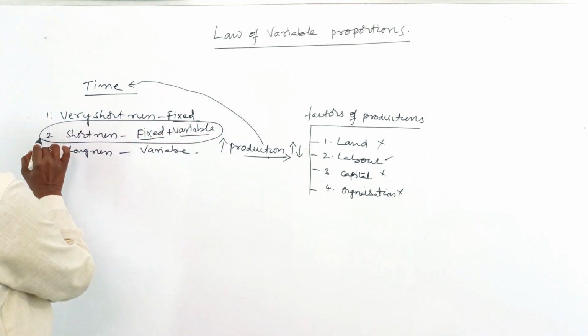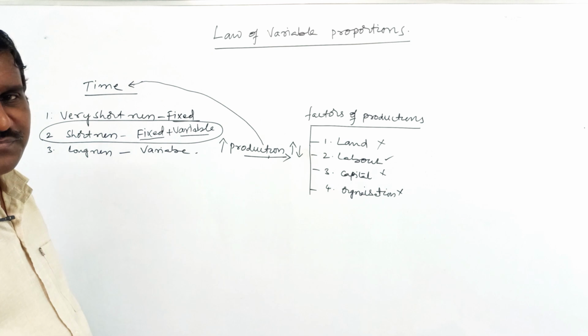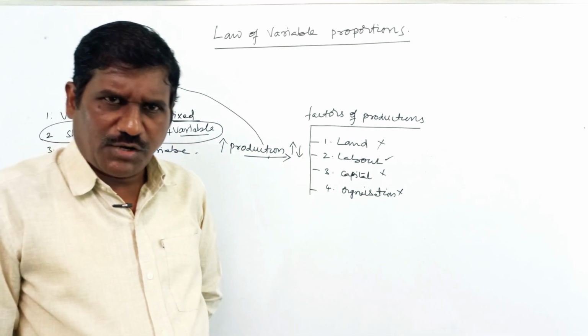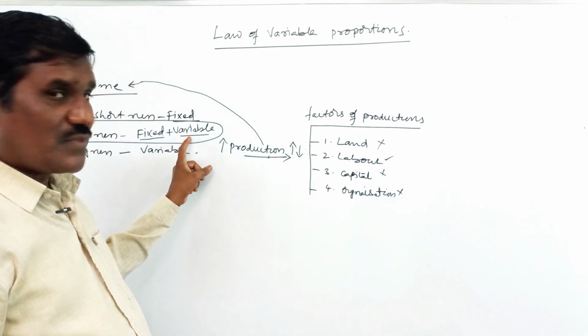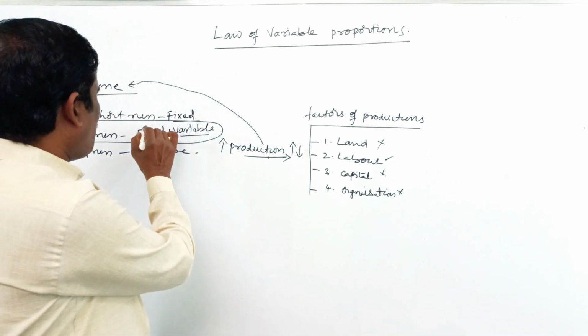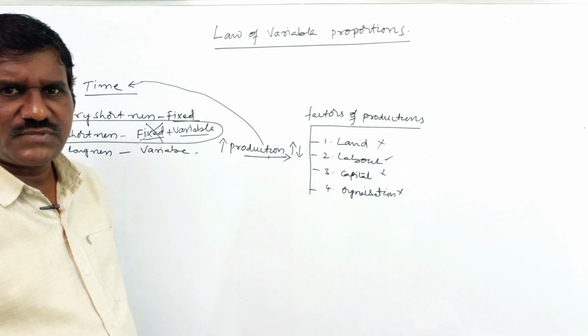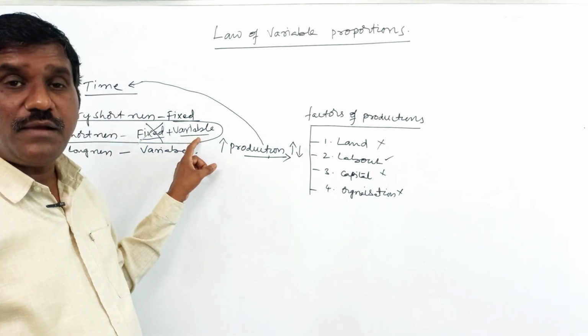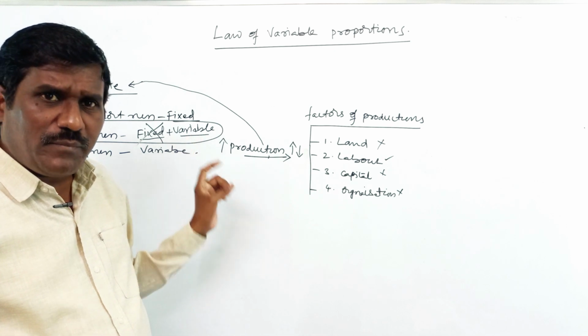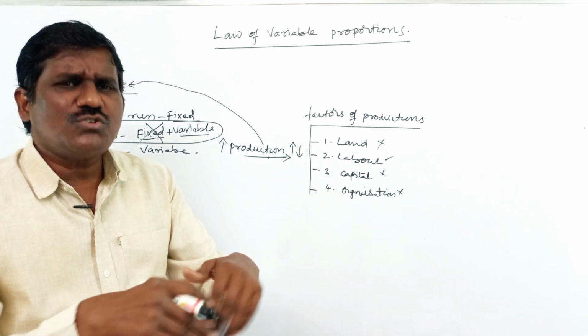The problem and question is, suppose I want to increase my production in the short run. In the short run, the fixed factors are not supported. Leave it. Only the factors of production that are variable can be changed. Variable means it is positive. It is ready to change.